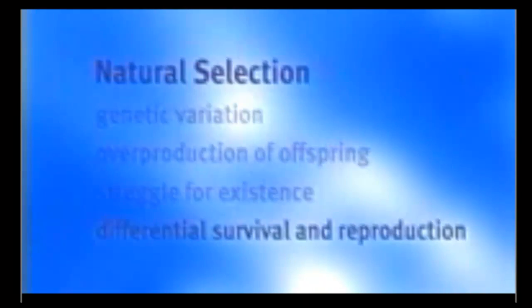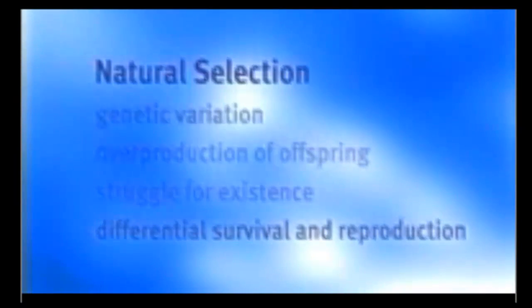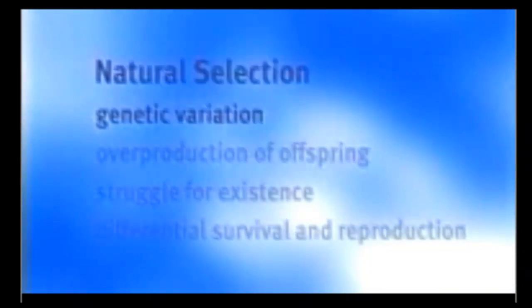Natural selection, the key evolutionary mechanism Darwin identified, is really four processes: genetic variation, overproduction of offspring, struggle for existence, and differential survival and reproduction. First, genetic variation. Individuals within a species vary from one to the other.